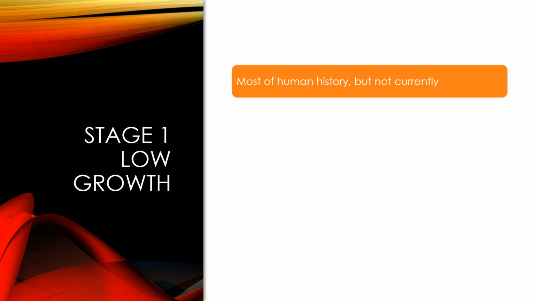Okay, stage 1. Low growth. Your population is not growing in stage 1. Most of human history was at stage 1, but nobody is here now. We're all out of stage 1, but for most of history, we were here.